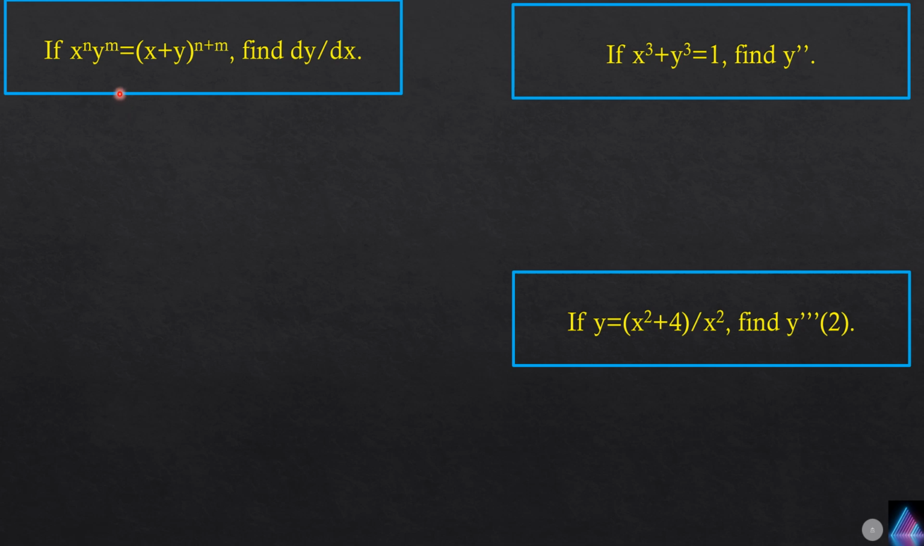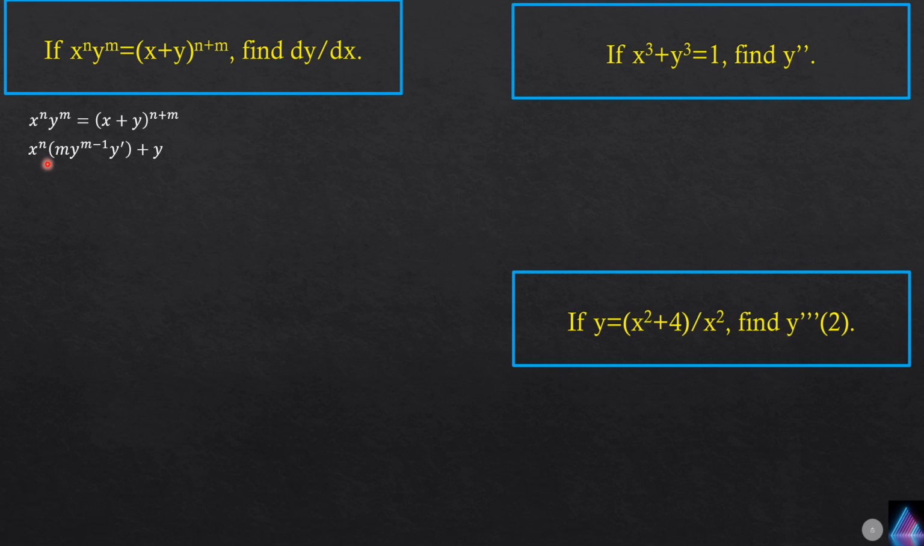So problem 1. If x^n y^m equals (x + y)^(n+m), find dy/dx. So this is an implicit function. We have derivative of product, and in the right side, we use the power formula. So x^n times m y^(m-1) dy/dx or y prime.